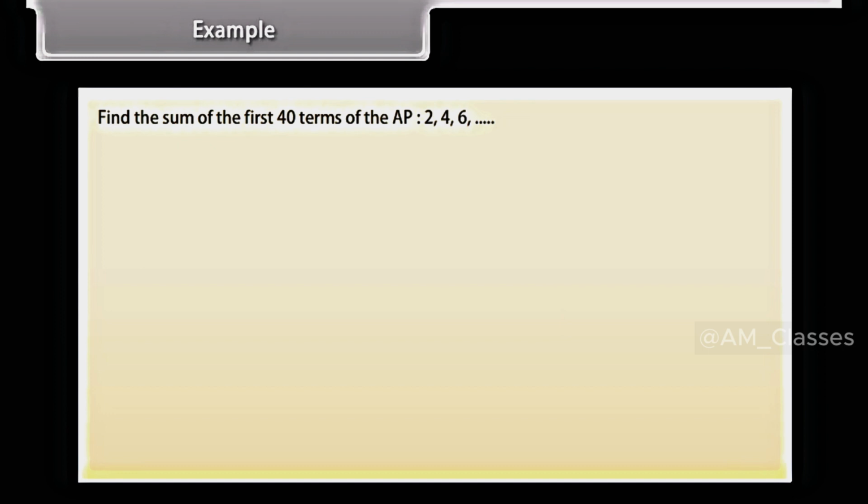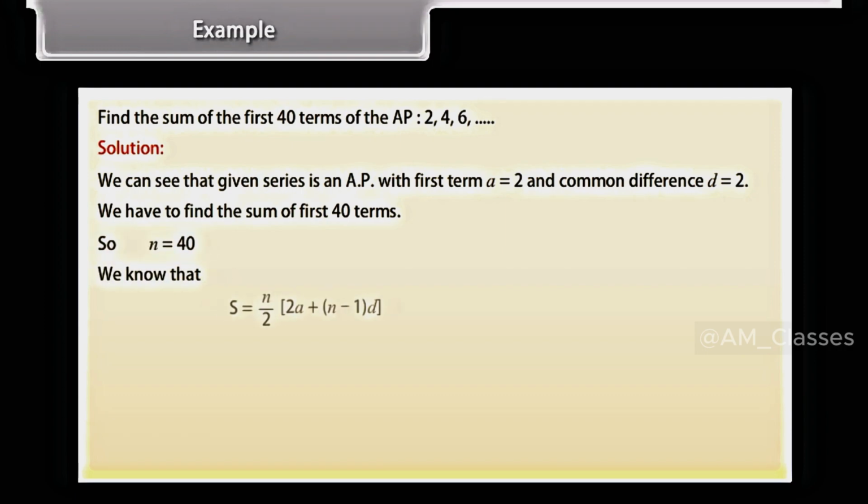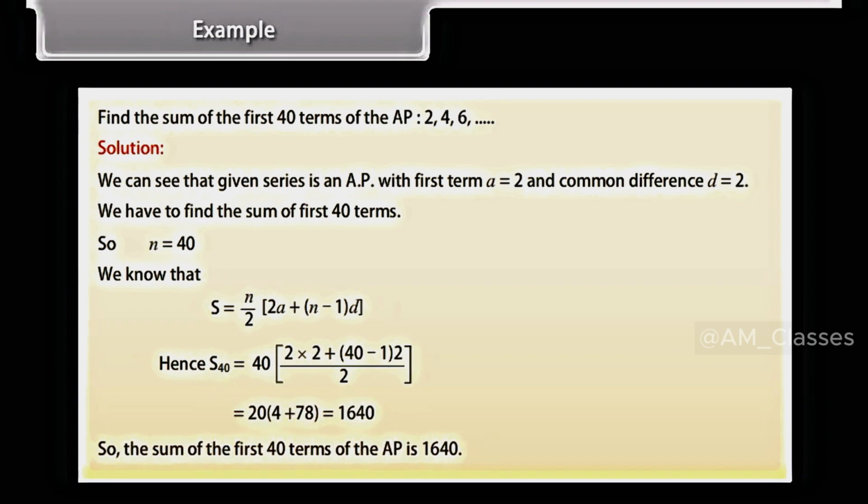Example. Find the sum of the first 40 terms of the AP 2, 4, 6, and so on. We can see that the given series is an AP with first term a equal to 2 and common difference d as 2. We have to find the sum of the first 40 terms. So, n is equal to 40. We know that S is equal to n upon 2 into (2a plus (n minus 1) into d). Hence, S40 is equal to 40 by 2 into (2 into 2 plus (40 minus 1) into 2), which is equal to 1640. So the sum of the first 40 terms of the AP is 1640.